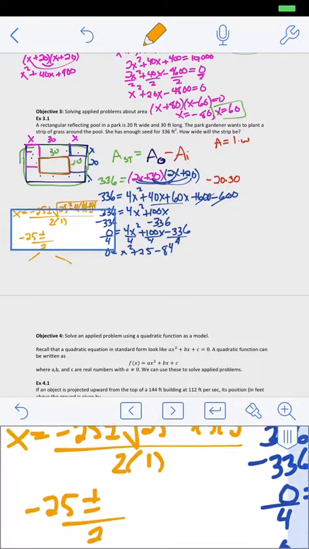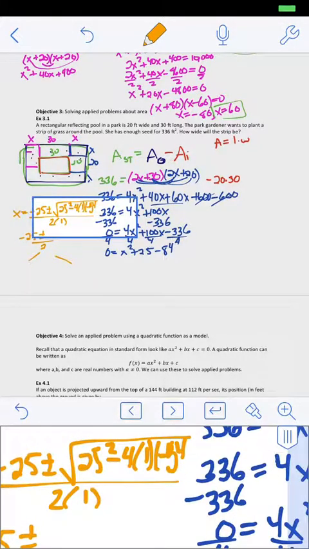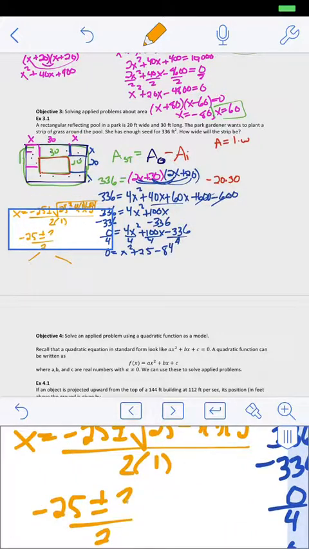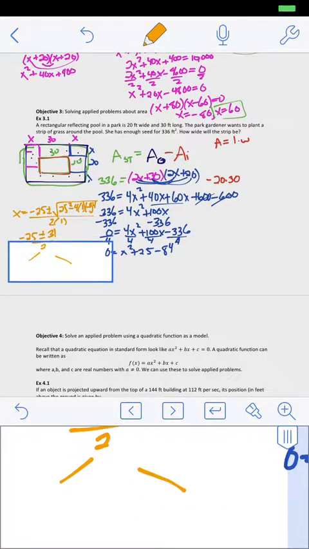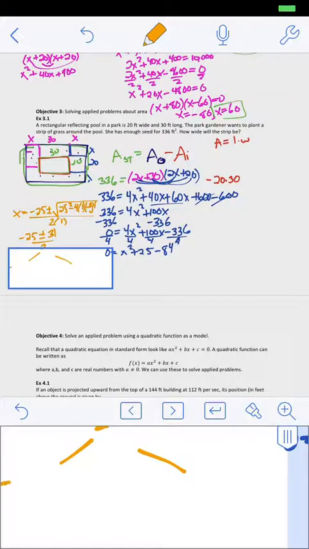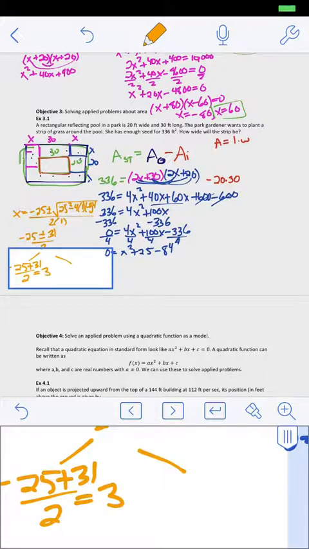Okay, so this is a minus, so that actually ends up being a plus 625, and you take the square root of that, you get 31, not 17. So negative 25 plus 31 is 6, divided by 2 is 3. Negative 25 minus 31 is negative 56, divided by 2 is negative 28.